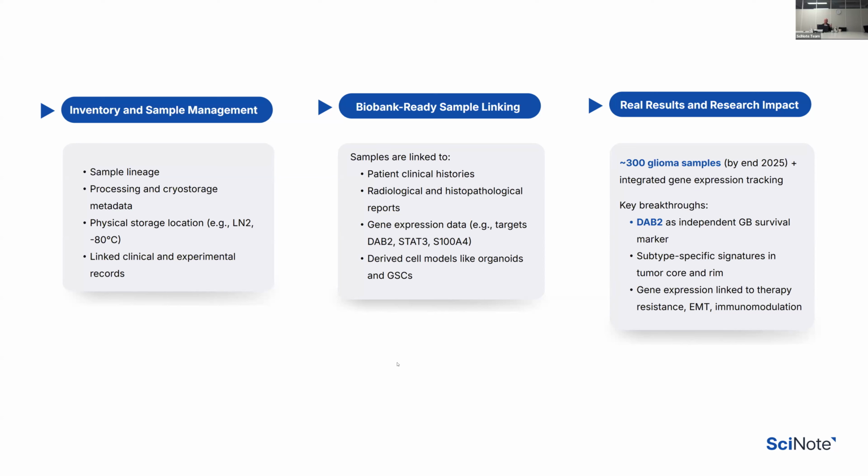The results were, they went through around 300 glioma samples, and they saw that DAB2 is one of the more independent markers that shows the mortality of patients. If the concentration was higher, the survival rate was lower. Then, of course, specific signatures in both tumor core and rim of the tumors, and they saw a lot of gene expression linked to therapy resistance, EMT, and immunomodulation. As I said, this is all available, and we are happy to share it, so just reach out to us and we're going to share the research they did.